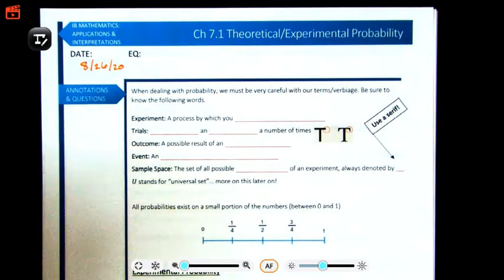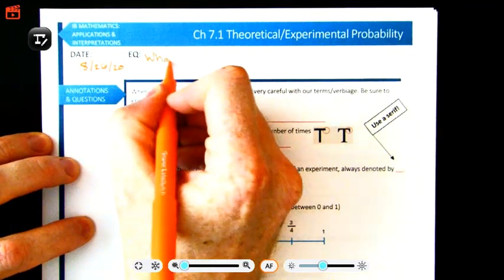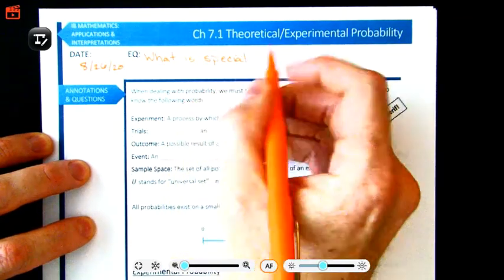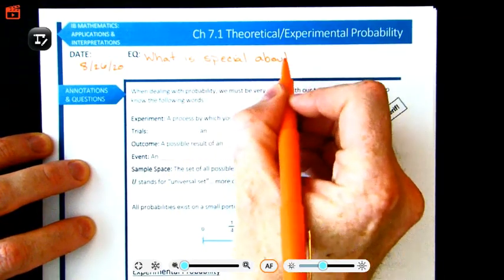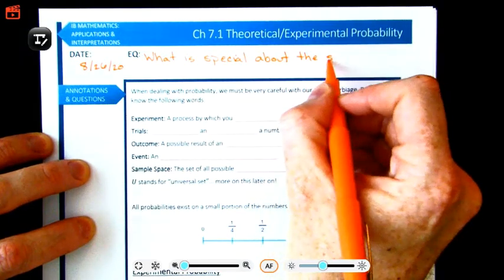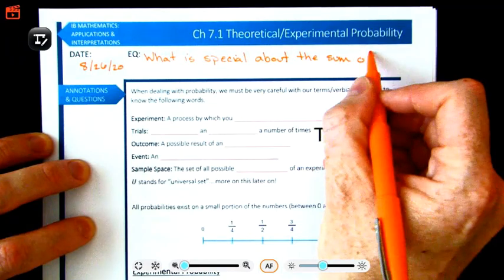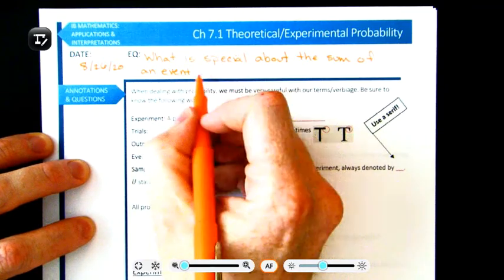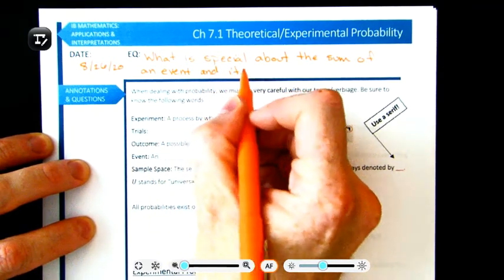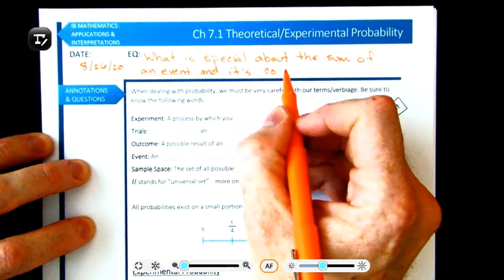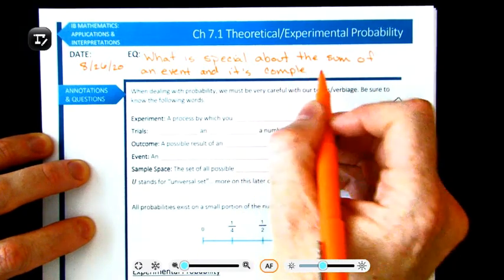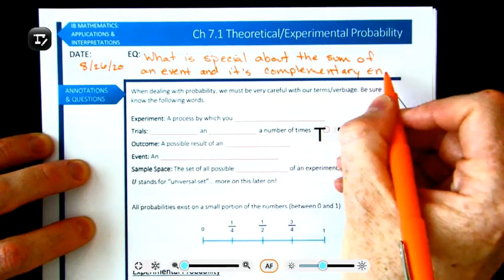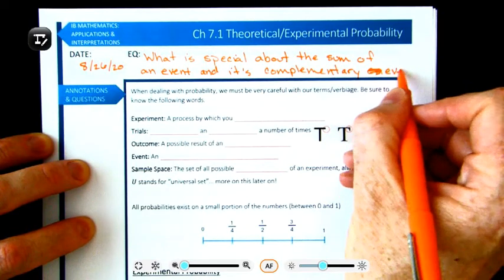The essential question is, what is special about the sum of an event and its complementary event? Oops, messed up there. Event. All right. So yeah, that's a long EQ.